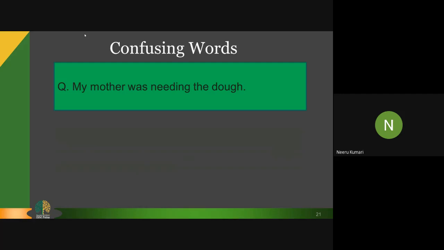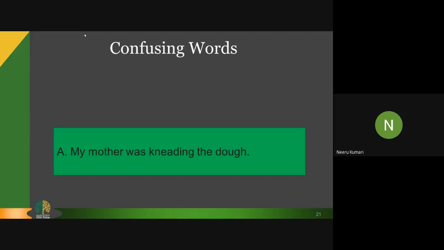Let us move with the next one. My mother was needing the dough. Now, there is a wrong word again in this sentence. Could you identify the wrong word, and could you connect with the right word? If you could, I want you to write the right word replacing the wrong one. And here comes the answer. My mother was kneading the dough.